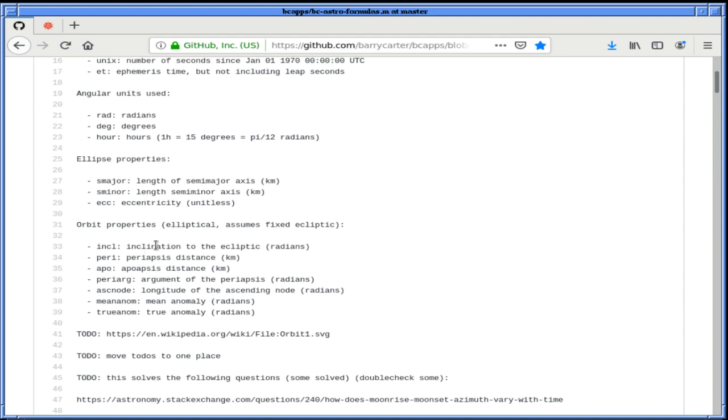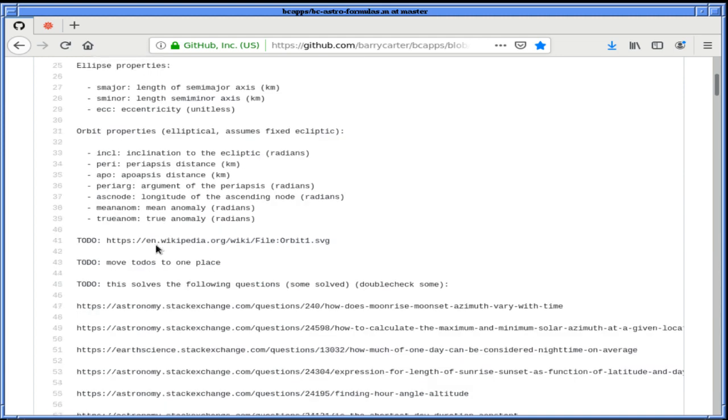Now, orbit properties. We can assume to a close approximation that planets follow elliptical orbits around the Sun, and these elliptical orbits have some properties that are very useful.